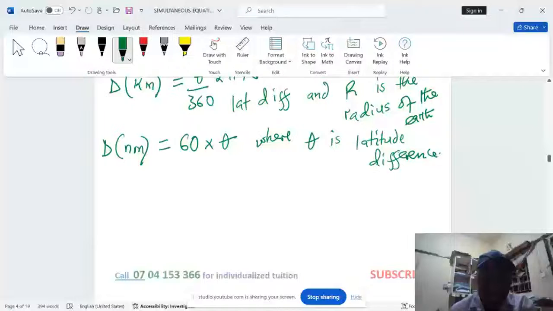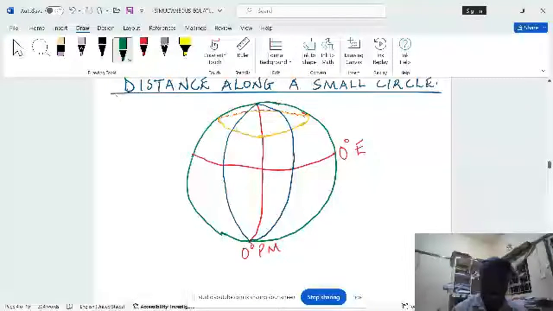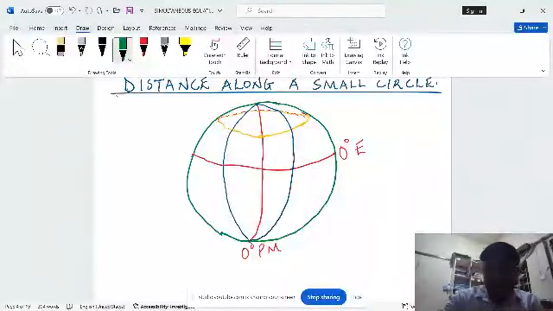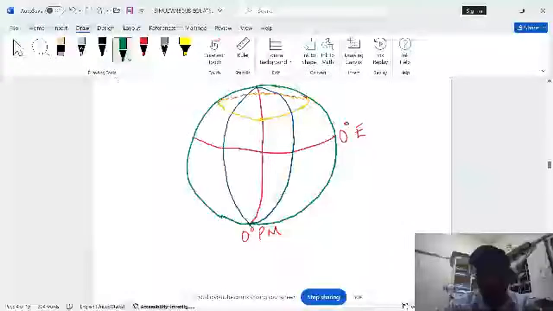Let's look now at distance along a small circle. A small circle is a circle of latitude. It's good to know that circles of latitude, we said, don't have a uniform radius. They decrease in size as you move towards the North Pole or towards the South Pole.